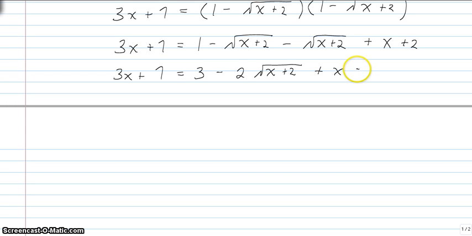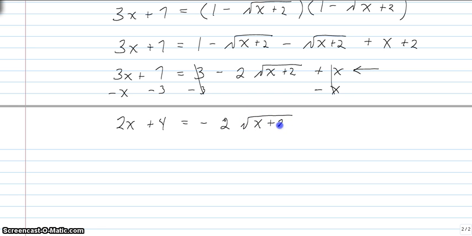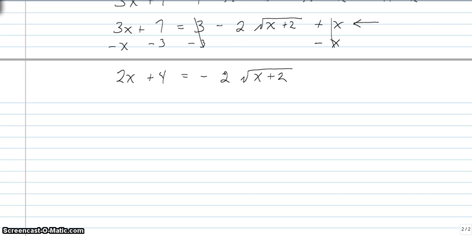So now I'm down to an equation that has just one radical, and so my goal should be to get that term with the one radical by itself. So I'm going to subtract x and subtract 3 off of both sides. So that's going to give me 2x plus 4 equal to negative 2 root x plus 2. Okay, now I could go ahead and, since this negative 2 is multiplied by the radical, divide by negative 2, and that would be fine.